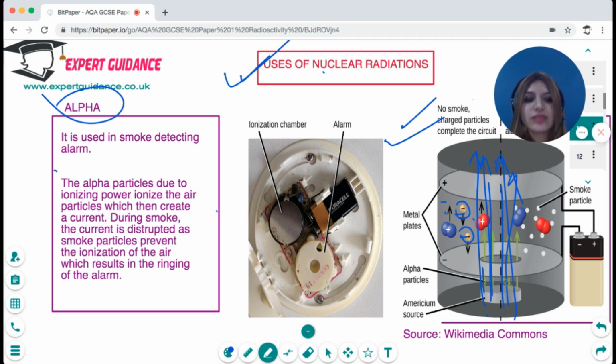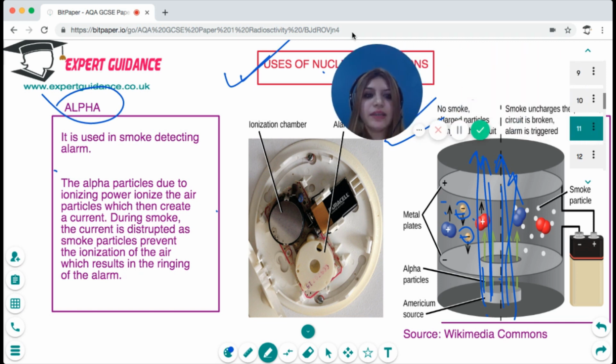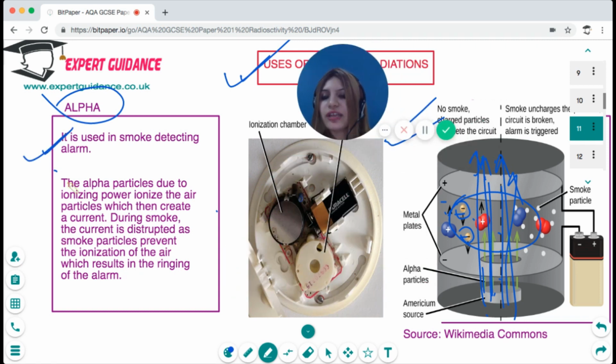Now, as soon as the smoke comes in, what will happen? The smoke particles will stop the ionization and the current will cut off, and that will ring the alarm. Okay, so that is the principle of smoke detecting alarms. So the alpha particles, due to ionizing power, ionize the air particles, which then creates a current. During smoke, the current is disrupted as the smoke particles prevent the ionization of the air, which results in ringing of the alarm.